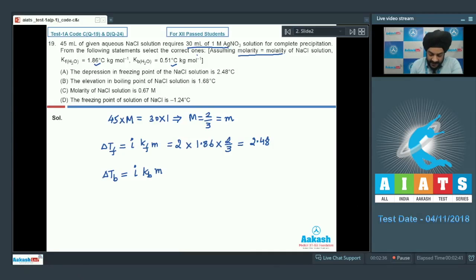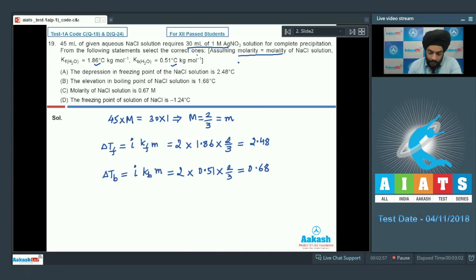Okay. And if we check the delta Tb value, it shall be equal to i into Kb into m. The value of i is 2 again. The value of Kb given to us is 0.51. And the molality value is again 2 by 3. So this gives us a value of 0.68. So let us look at the options now.